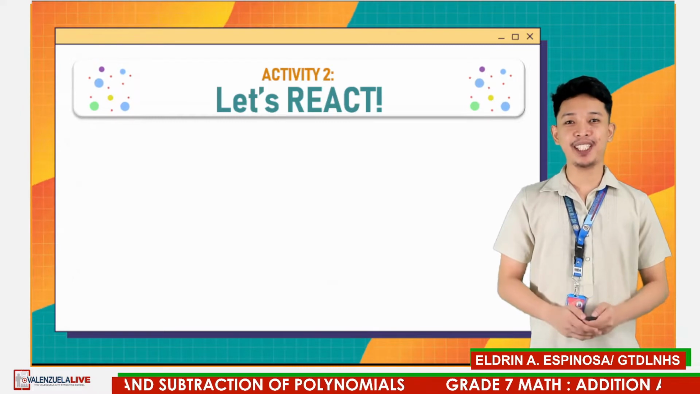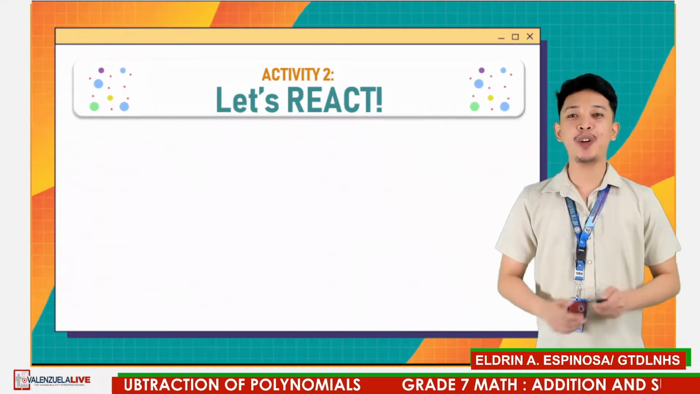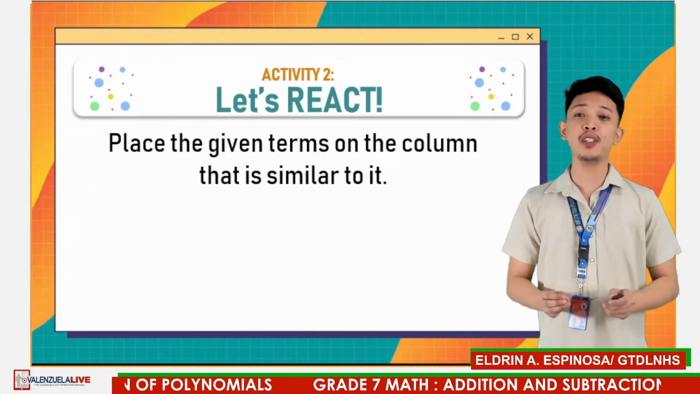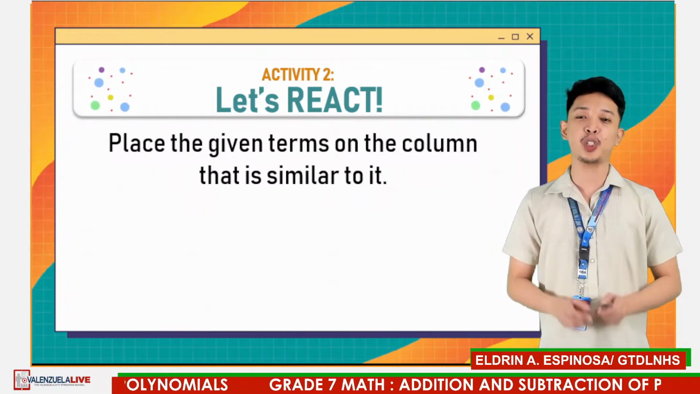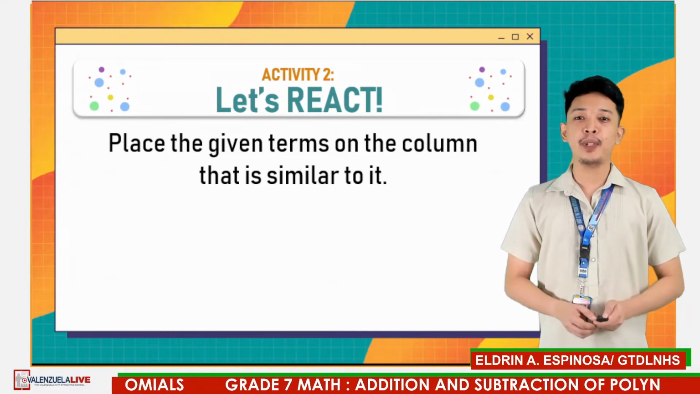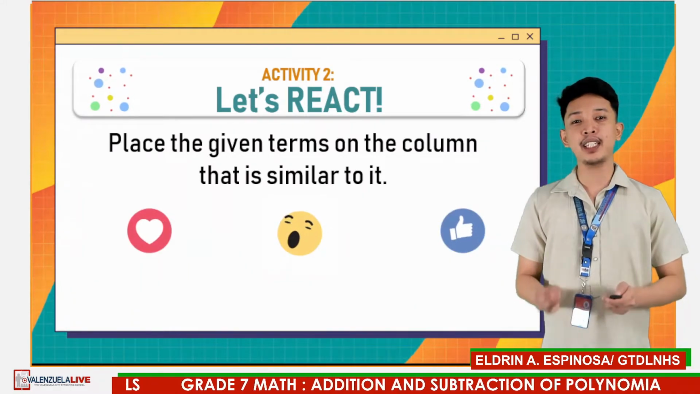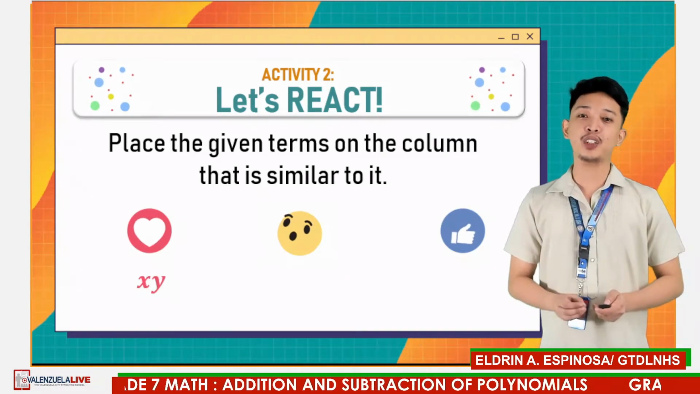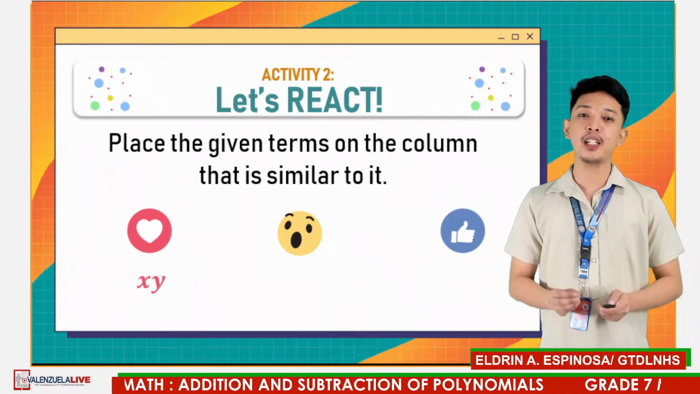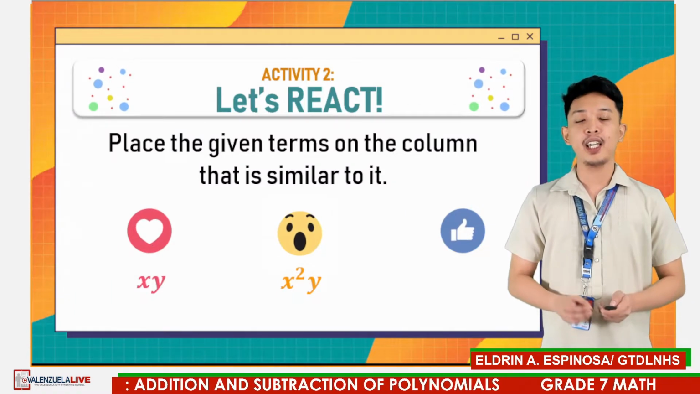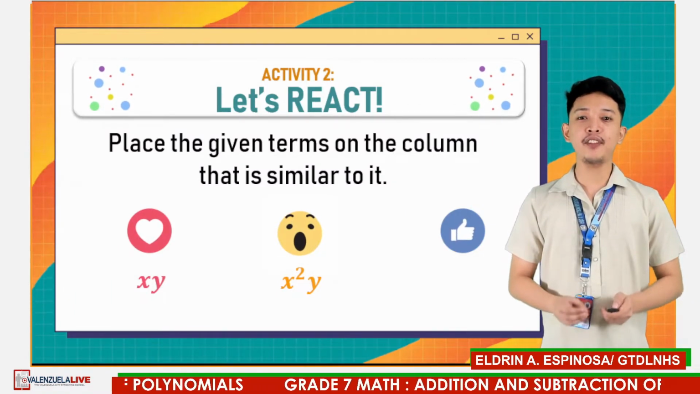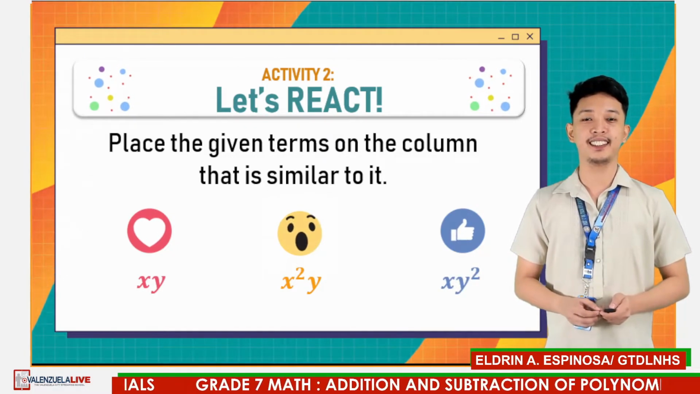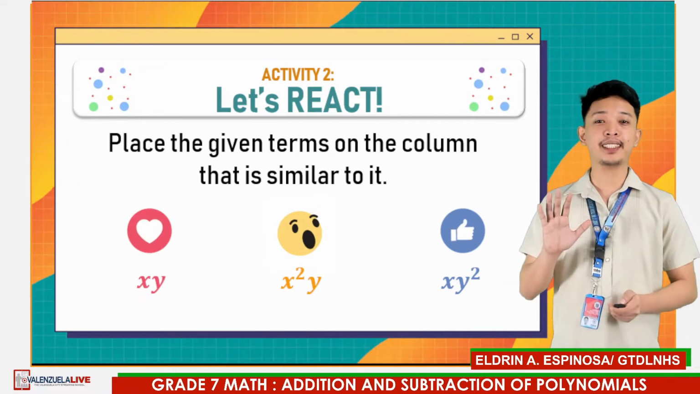Are you ready for the next activity? All right. In this activity, all you have to do is to place the given terms on the column that is similar to it. Then, press the heart reaction if the given term is similar to xy. Press the wow reaction if the given term is similar to x squared y. Press the like reaction if the given term is similar to xy squared. You have 5 seconds to answer.